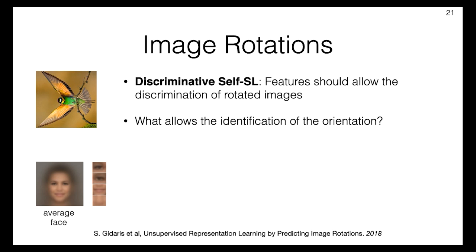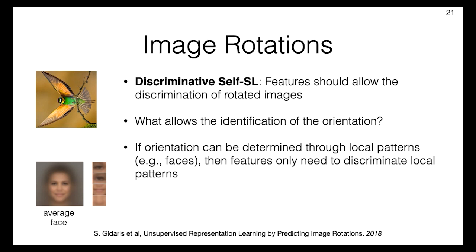The first requirement is that the dataset does not have the same objects under multiple orientations, otherwise the task would be ambiguous. Examples of datasets where ambiguities may occur are cell imaging and satellite imaging. The second requirement is that the task requires global statistics to be solved. For example, in the case of faces, local patterns such as the eyes or the mouth or the nose could be used to determine the orientation of the image.